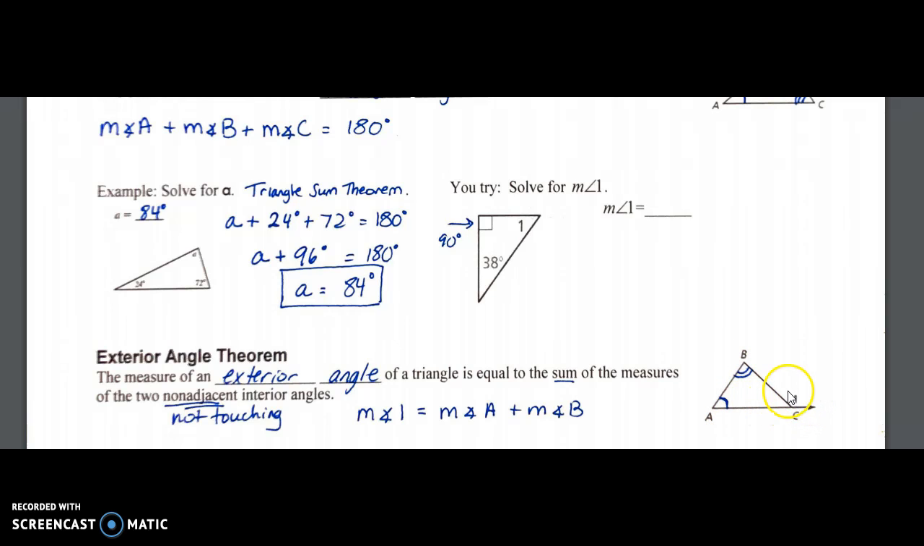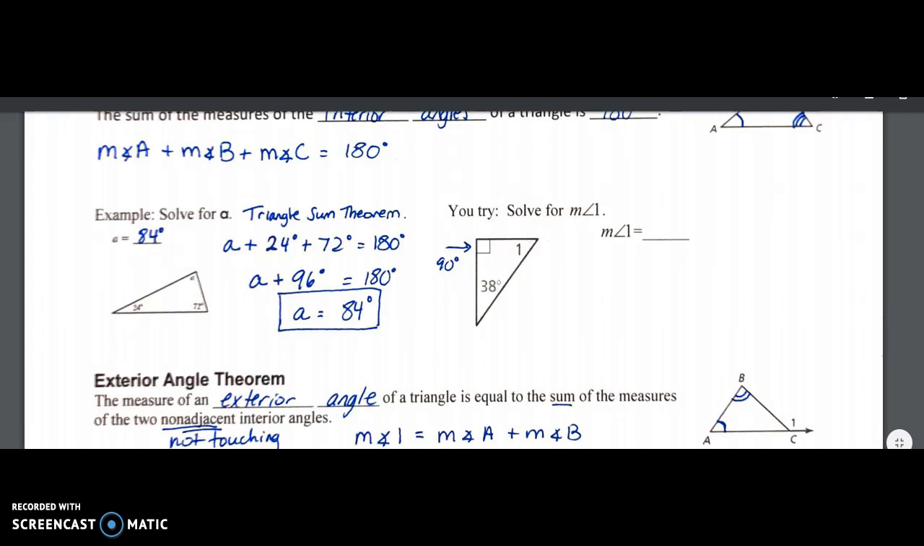Now, the theorem says that the measure of angle 1 is equal to the sum of the two angles that are not touching angle 1. Well, if you'll notice here, angle C here is actually touching angle 1 with this side. So angle C is an adjacent angle. The two other angles in the triangle are your two non-adjacent angles. So in order to find the measure of angle 1 here, we add the measure of angle A plus the measure of angle B.